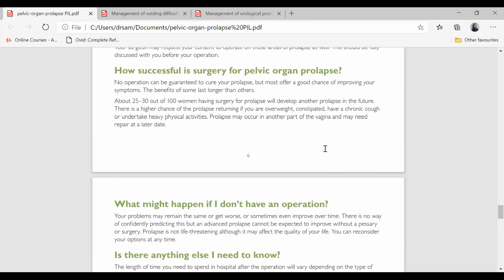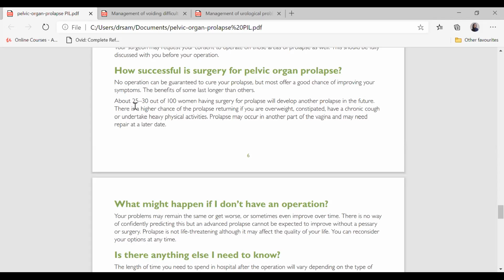Okay, how successful? It's not 10%, it's 25 to 30 out of 100. You see, all the information that you need to give is here. What information you need to give this patient is in this patient information leaflet. You need to choose only. Like here, it is detailed about pessary, but you will not talk about pessary too much, because she said that she tried it and she didn't like it. So you will come to the surgery part. You have to choose from this patient information leaflet.